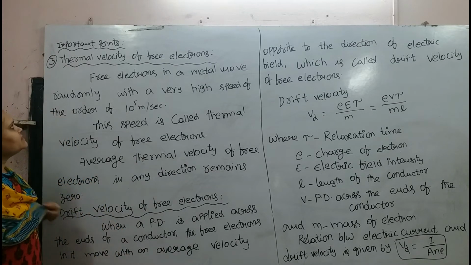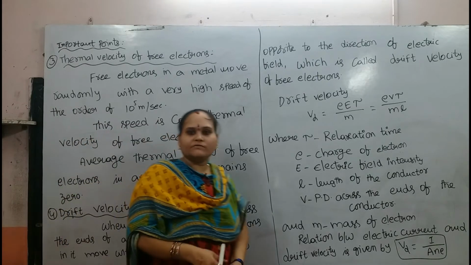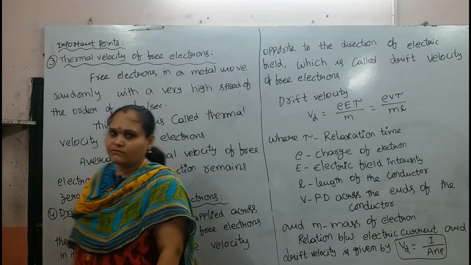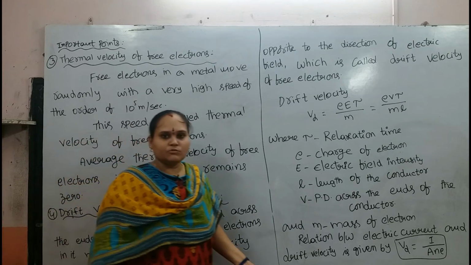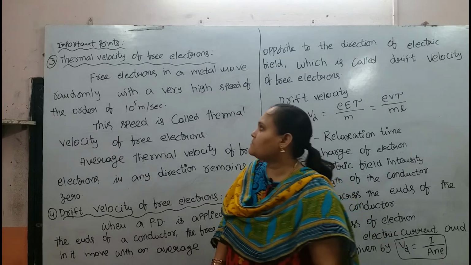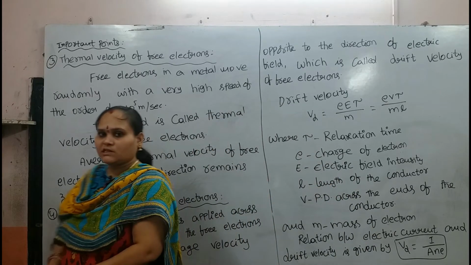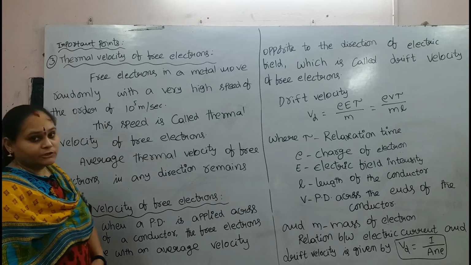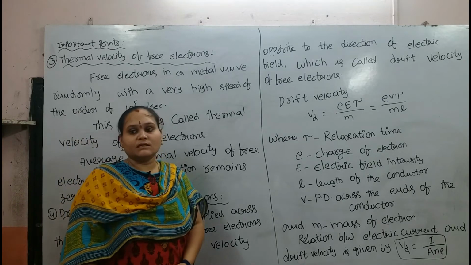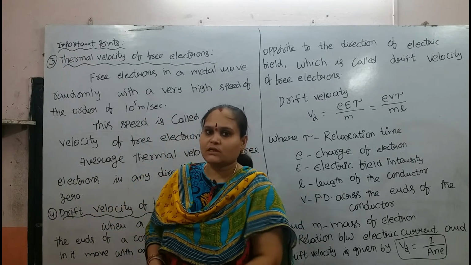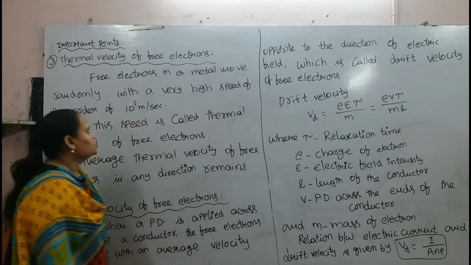And the next one is the thermal velocity of a free electron. Velocity is nothing but a rate of flow, the displacement covered in a certain time, or the rate of change of displacement is nothing but a velocity. So in this, the thermal velocity of the free electrons. Free electrons means they do not combine with any other atoms or electrons. Those are the free electrons.